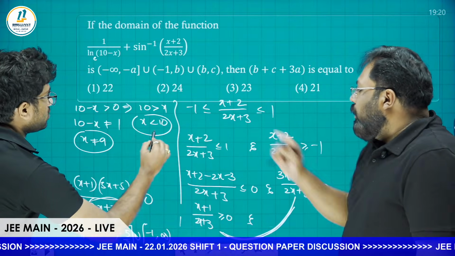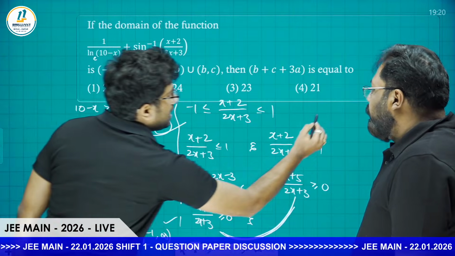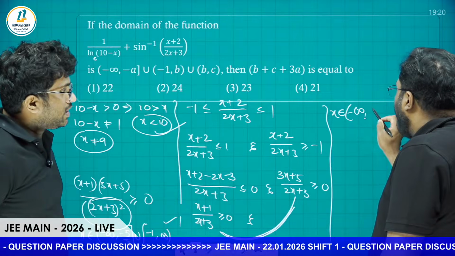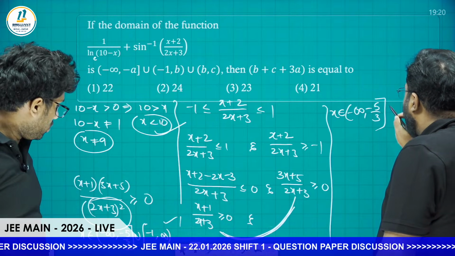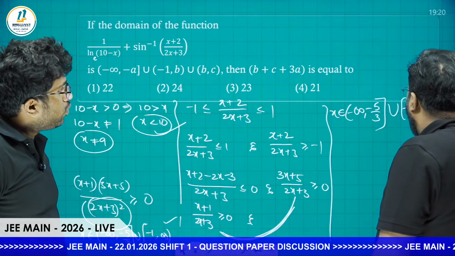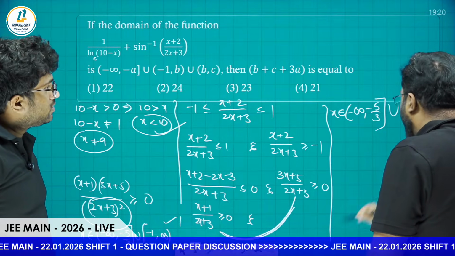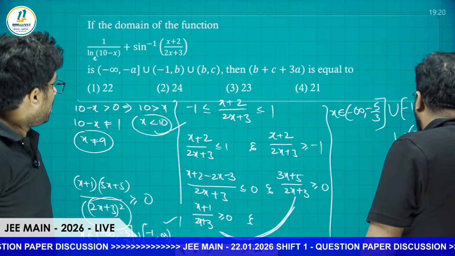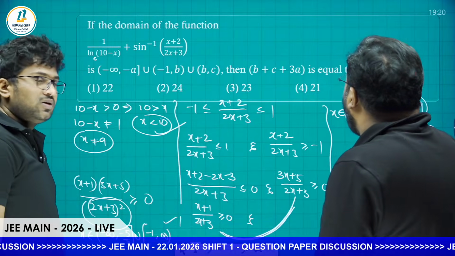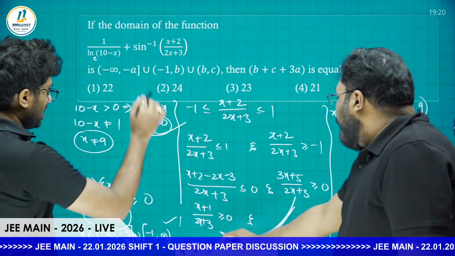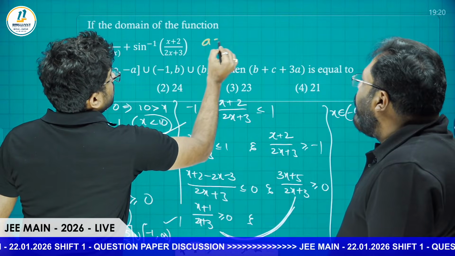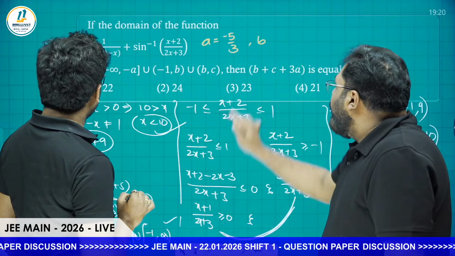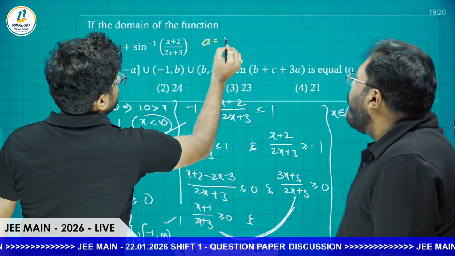But we have to take the common part of this one and this one. So finally we get x belongs to minus infinity to minus 5 by 3 closed, union minus 1 open to 9 open, union 9 open to 10 open, since x is less than 10. Now by comparing the values, we get a equals 5 by 3. This is already minus, so minus a equals 5 by 3.